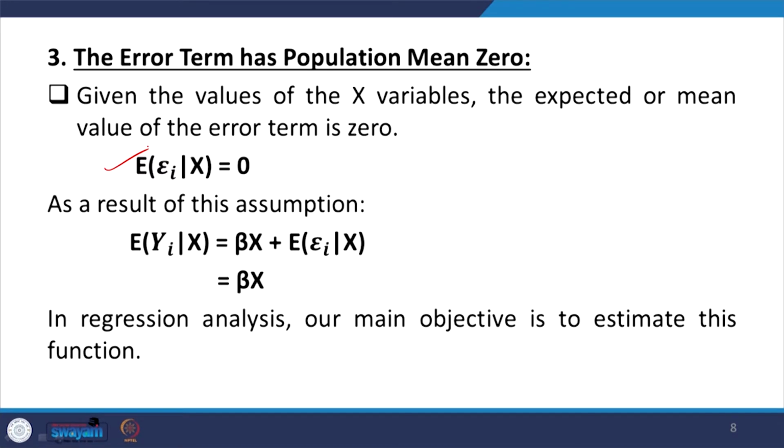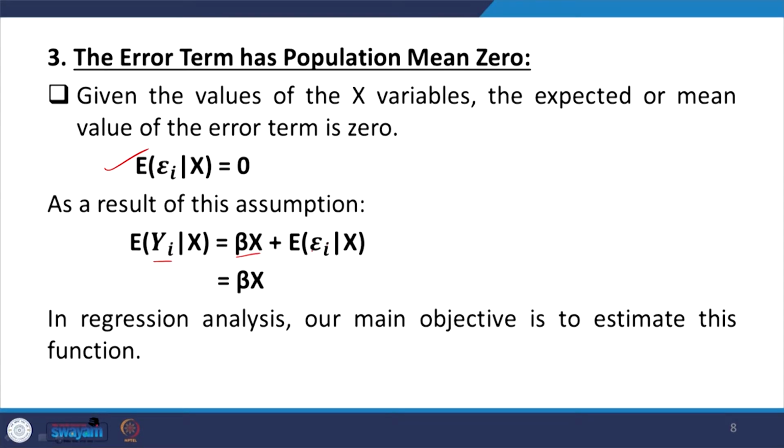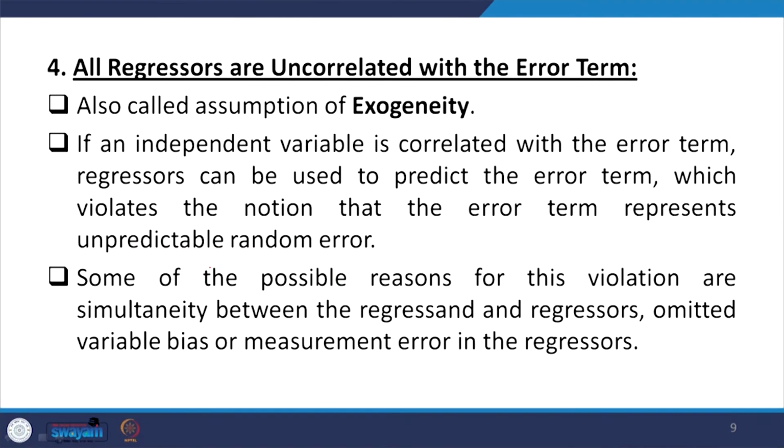Now, as a result of these assumptions, when the expected error term is 0, take the standard regression equation where y_i is equal to alpha plus beta x_i plus e_i. Conditional upon x, if I take the expected value, the error component boils down to 0. So the expected value of the dependent variable is nothing but beta x, and accordingly we can estimate the function. Okay, the beta value can be estimated.